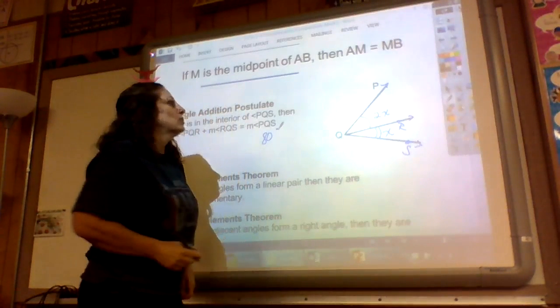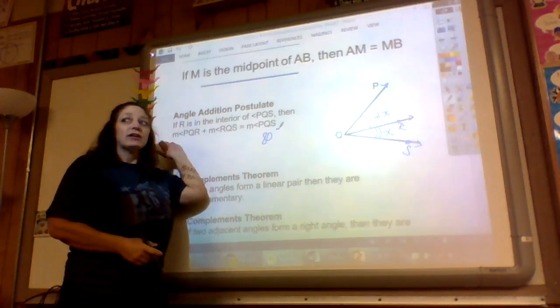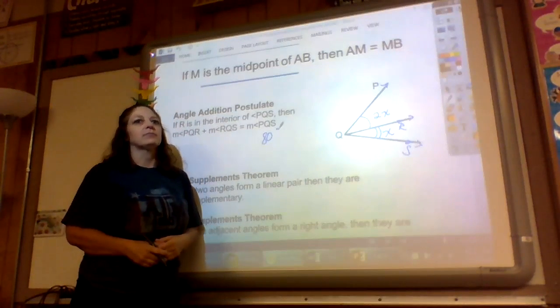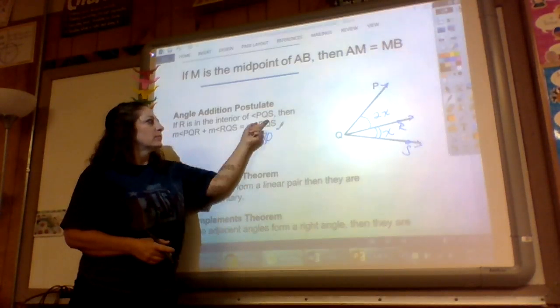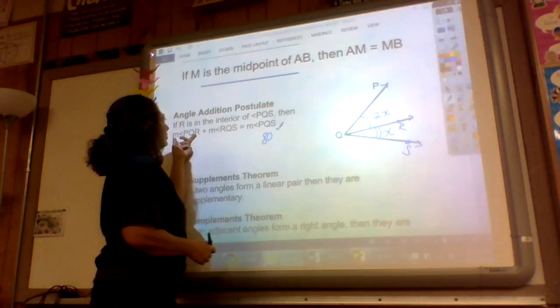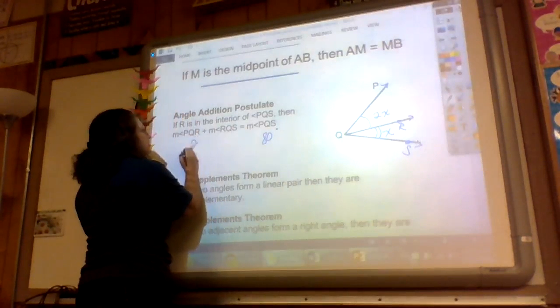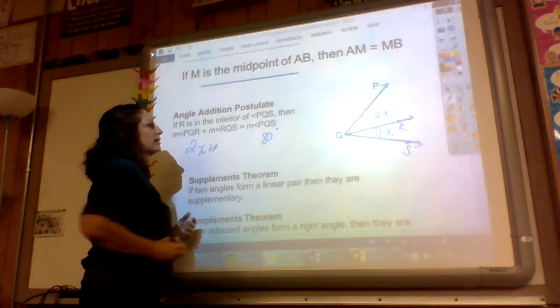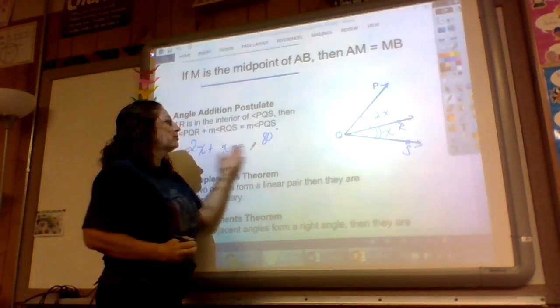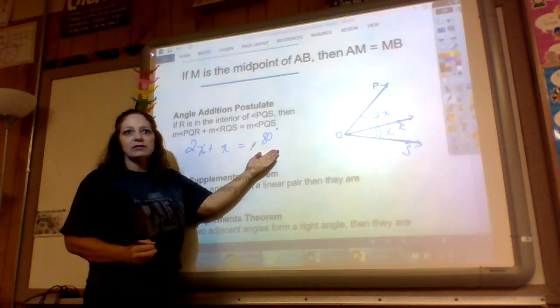Okay, so any thoughts using our angle addition? 2x plus x equals. You said 80 was PQS? Yes, the whole. Would equal 80. Correct. So you have your larger angle of 2x, and your smaller angle of x together will equal the total angle of 80.